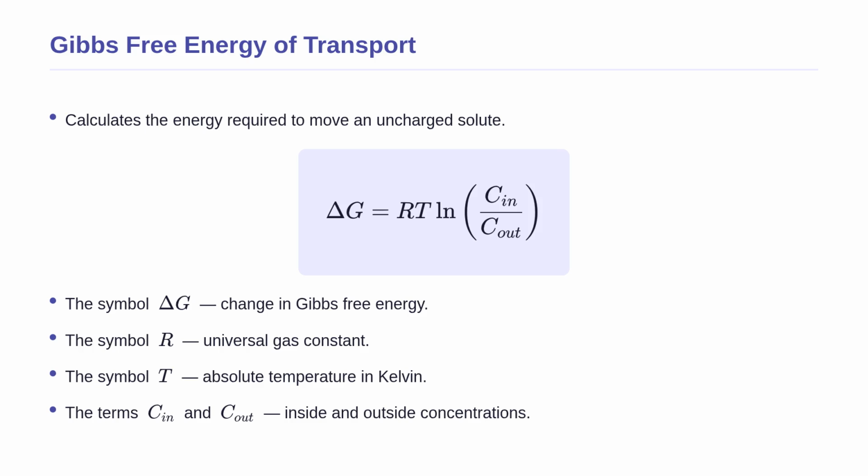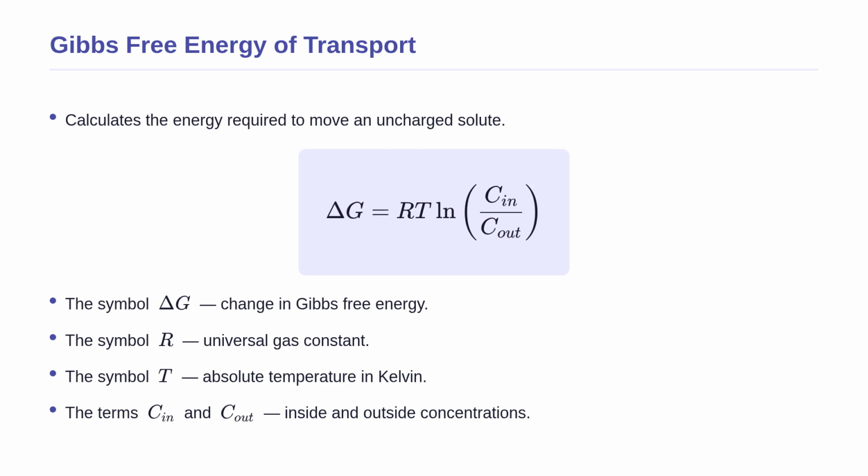Since active transport requires energy, we need a way to calculate exactly how much energy is spent. This brings us to the Gibbs free energy of transport equation for an uncharged solute. Conceptually, this formula tells us the thermodynamic cost of moving molecules against their will. Let us look at the symbols. Delta G represents the change in Gibbs free energy, telling us the energy required per mole of solute. R is the universal gas constant, and T is the absolute temperature, measured in Kelvin.